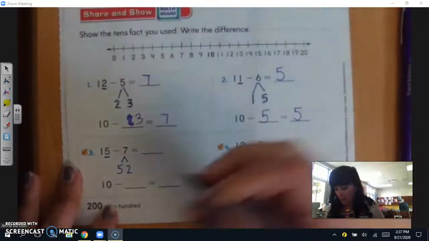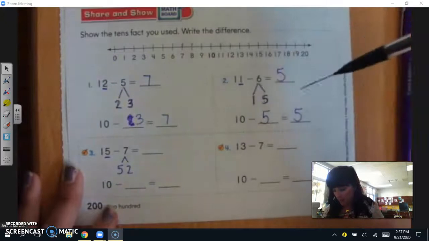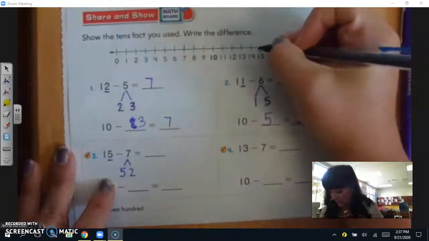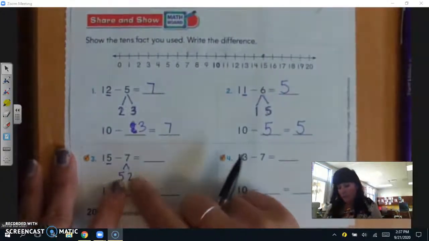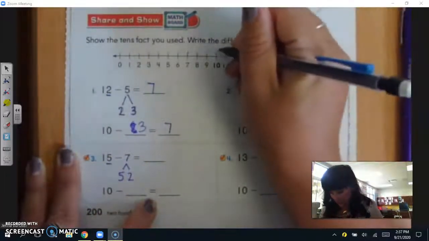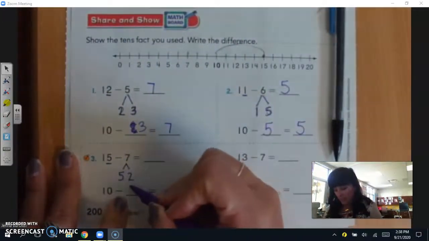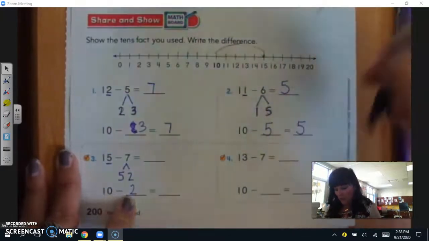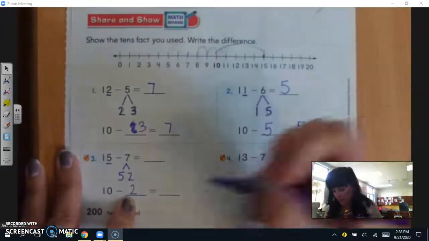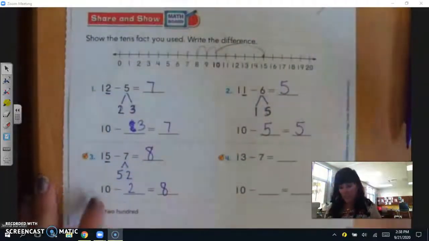Okay, now I'm going to put my dot on my 15 on my number line. Oh man, I picked a bad pencil. I'm going to put my dot on 15. The first thing I'm going to do is take away 5 because it's going to take me to 10. I don't even have to count it out. I know it's going to take me to 10 because that's kind of the point of the lesson. So now I'm at 10, and I have 2 more that I need to take away. So I'm going to do 10 minus 2. I'm just going to do single jumps. 1, 2. And my answer is 8. 10 minus 2 equals 8. 15 minus 7 equals 8.